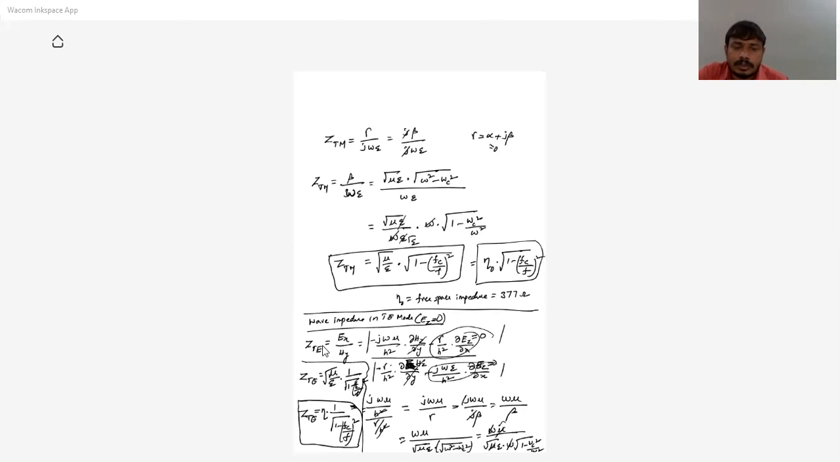So here, ZTE is equal to... this is the general equation, Ex by Hy. For TE, Ex is equal to minus j omega mu by h square into dou Hz by dou y, minus gamma by h square dou Ez by dou x. So Hy is nothing but minus gamma by h square into dou Hz by dou y, minus j omega epsilon by h square into dou Ez by dou x, right? Because this is TE mode, Ez is equal to 0. So this term is 0, and we have only the remaining one.